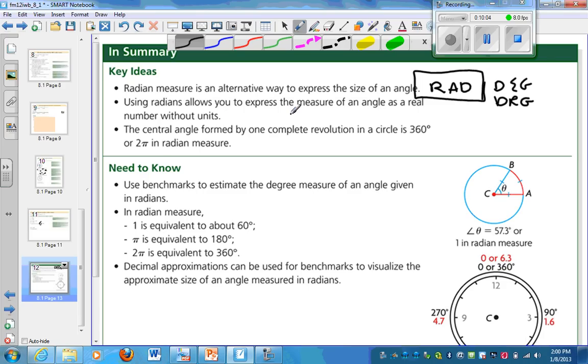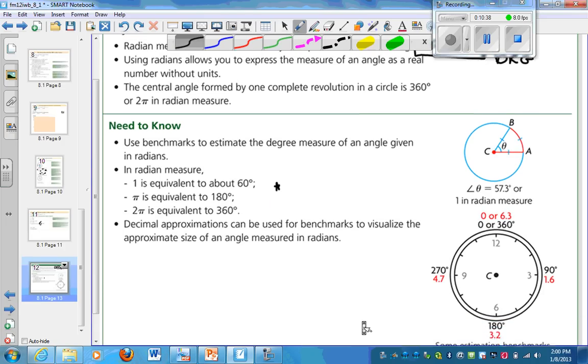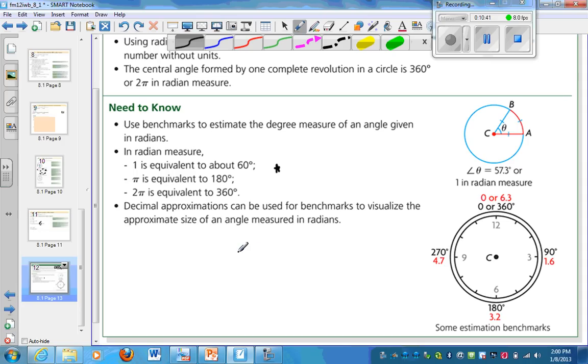Using radians allows you to express the measure of an angle as real numbers without units. So notice we would say just 8 instead of having to say 8 radians, or instead of having to say 87 degrees. The central angle formed by one complete revolution is 360 or 2 pi. Use benchmarks to estimate. And these are some important benchmarks that you might want to memorize. 1 radian is about 60. Pi is 180, and 2 pi is 360.